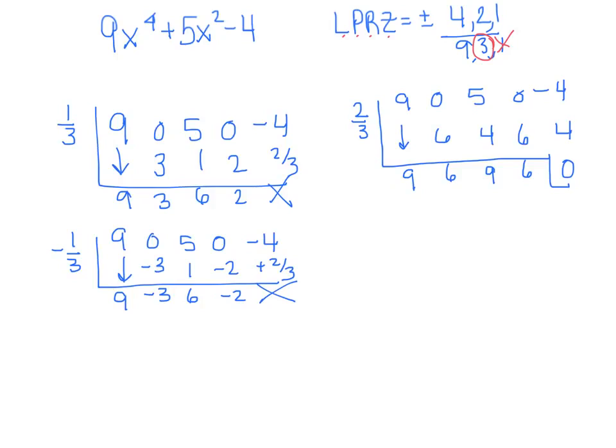Oh, Lord. Praise the Lord, I got the right answer. Everybody in my study hall thinks I'm crazy. But it worked, and I'm so excited because I finally got the right answer. 2/3 is one that gave me a 0 remainder. That one is definitely going to be a 0 of this function. I'm as happy as can be.